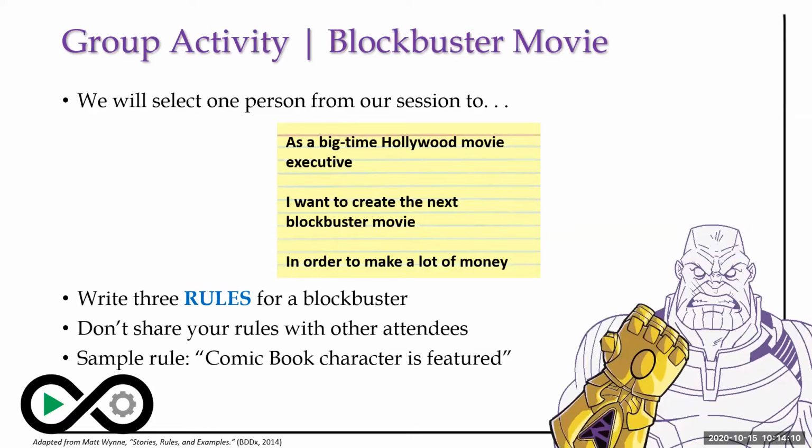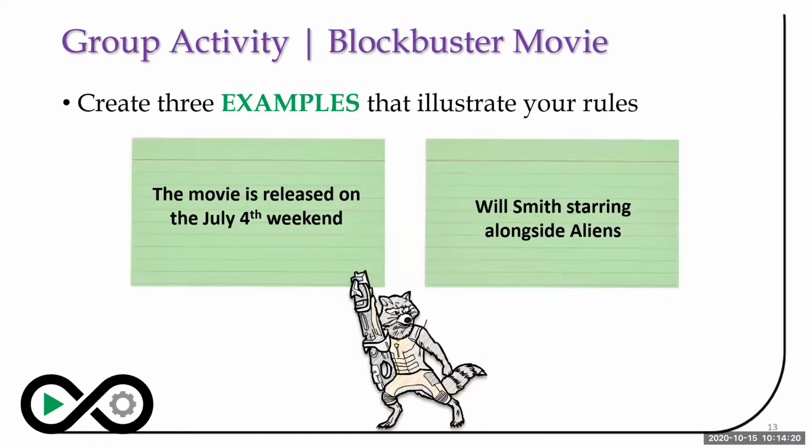Hey, look, here's Thanos. So that would be an example of the rule that a comic book character is featured. After the groups write their business rules, they then create 3 examples that illustrate their rules. For instance, the movie is released on the July 4th weekend is an example that illustrates the rule must release on a holiday. Another example, Will Smith starring alongside aliens may represent the rule must star a big name Hollywood actor. So it's important to have both rules and examples.